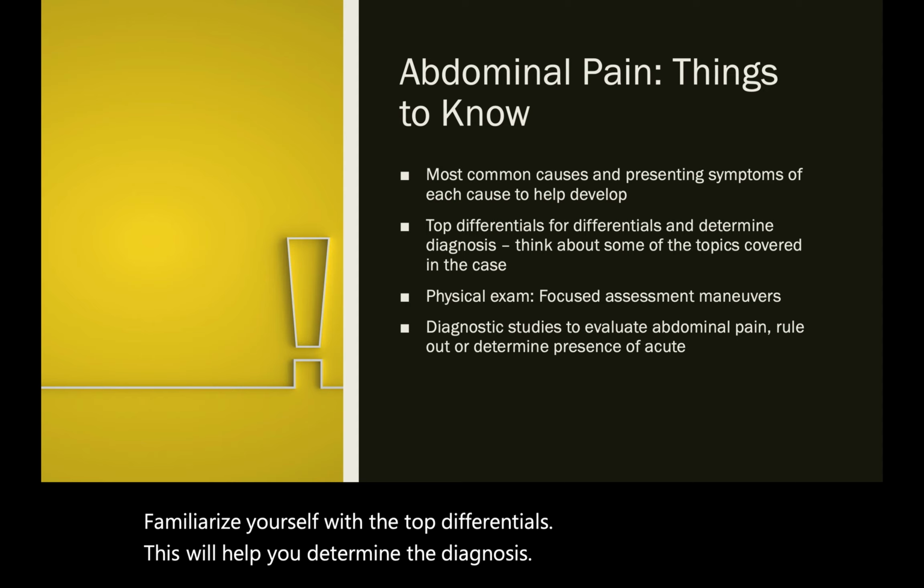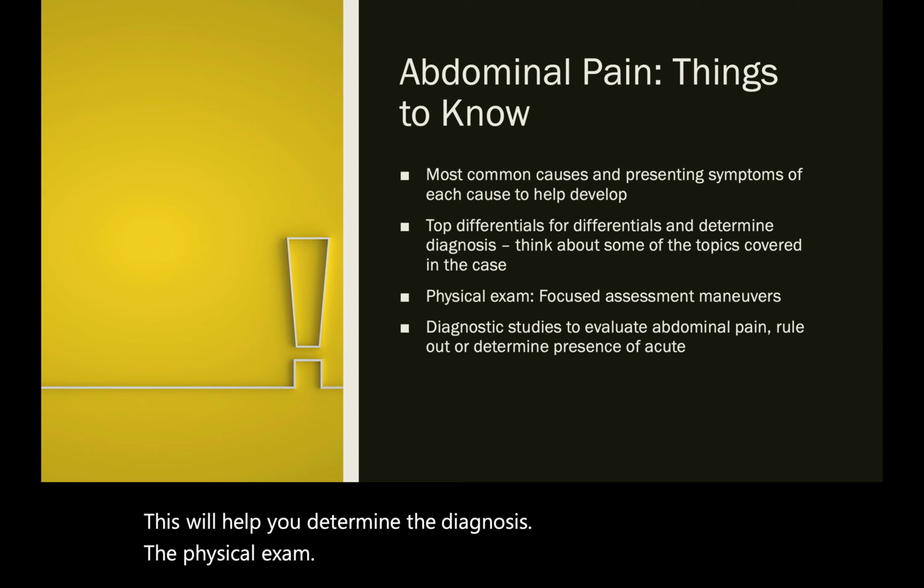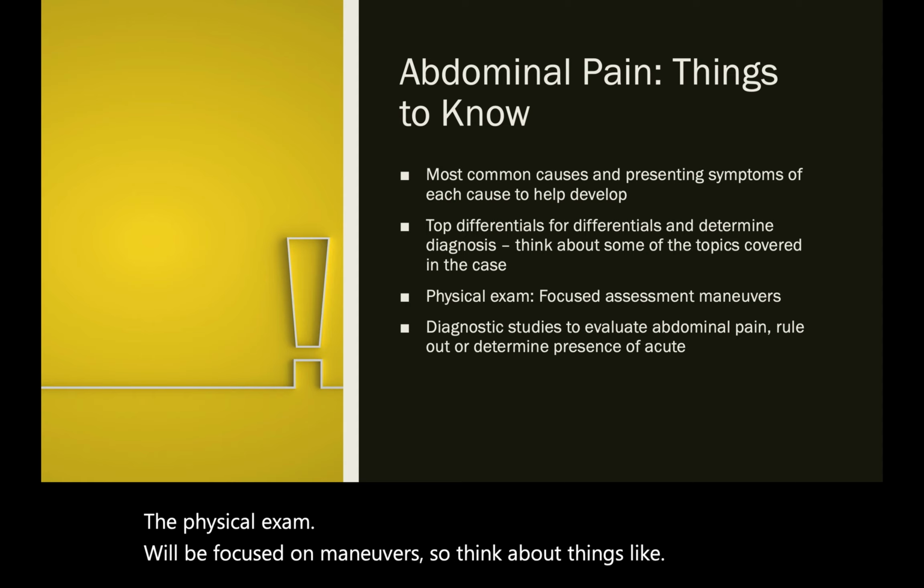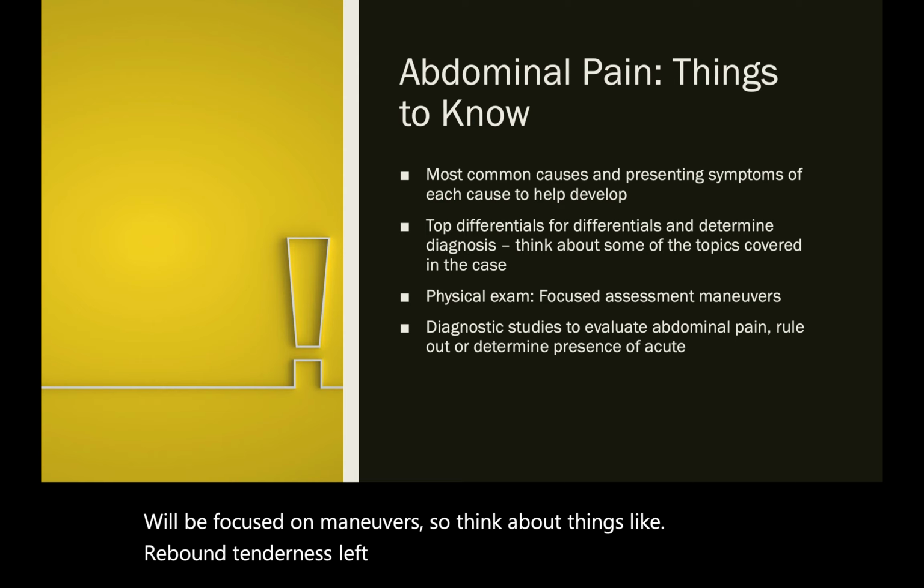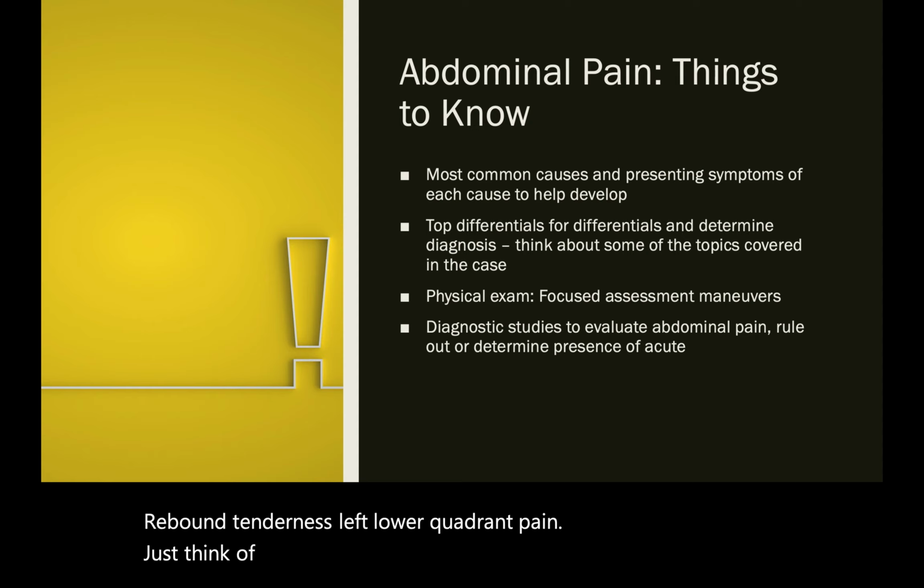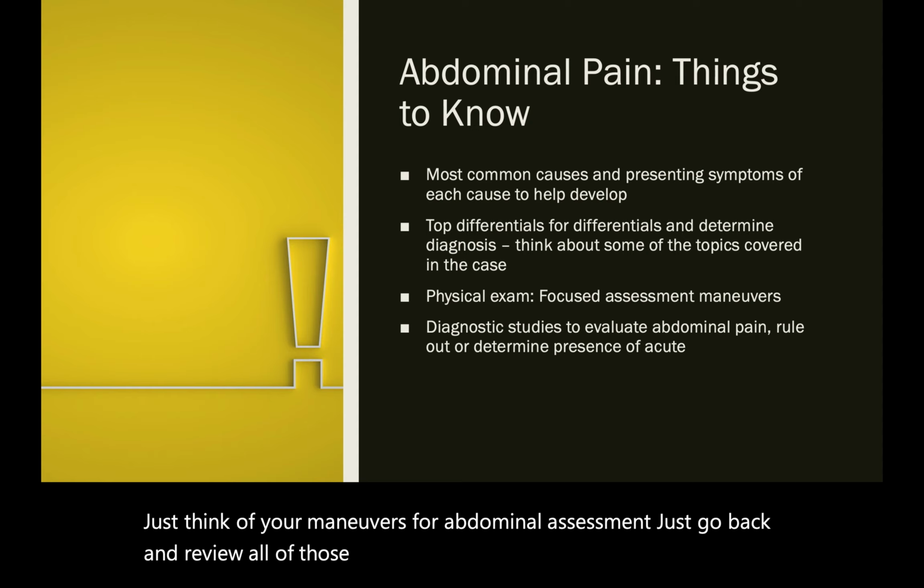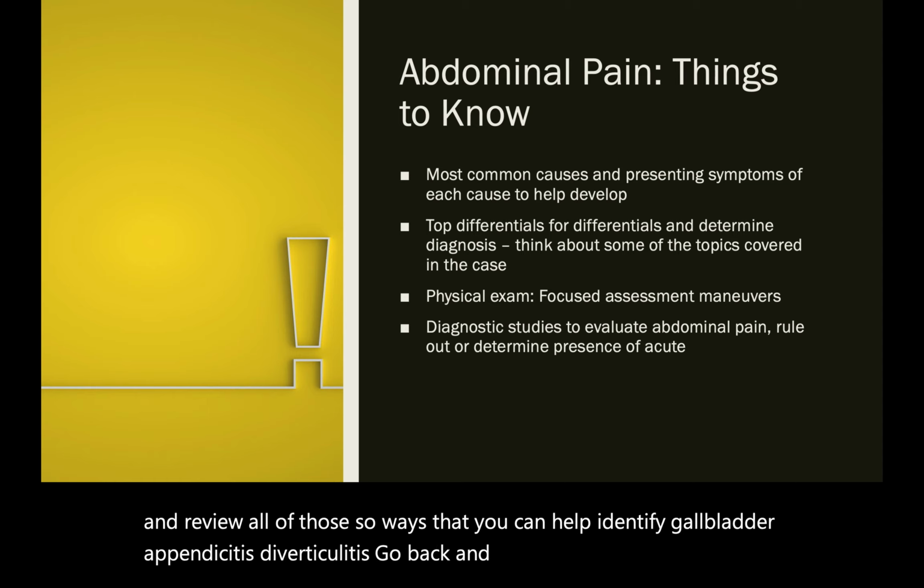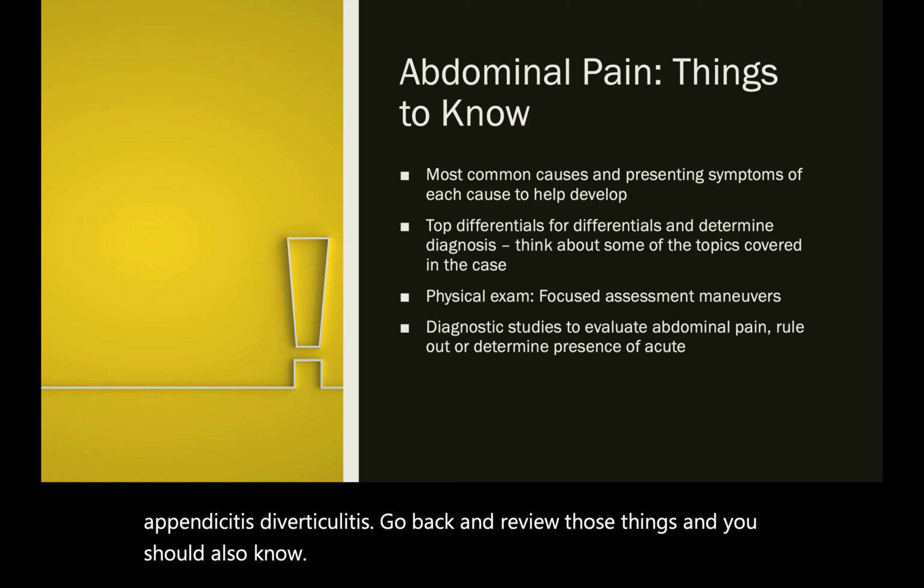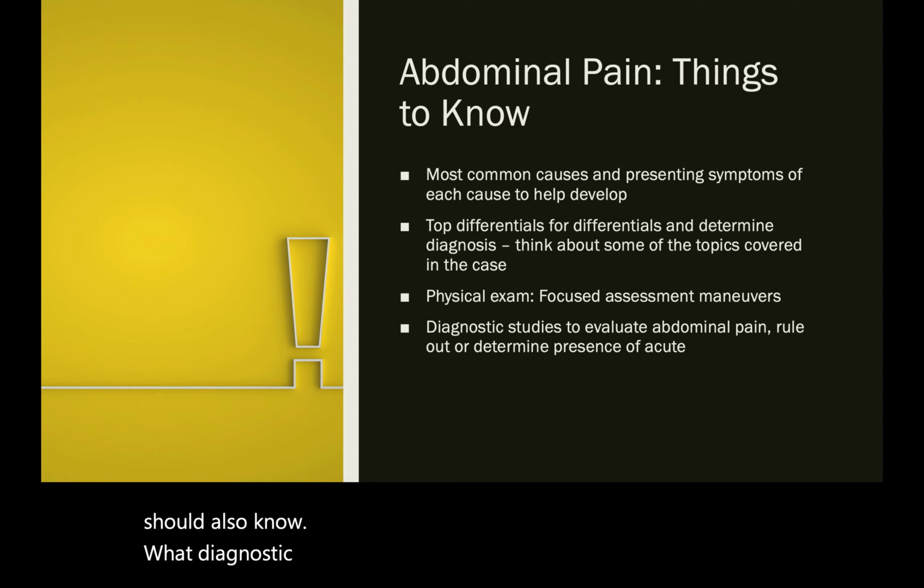The physical exam will be focused on maneuvers. So think about things like rebound tenderness, left lower quadrant pain. Just think of your maneuvers for abdominal assessment. Just go back and review all of those. So ways that you can help identify gallbladder, appendicitis, diverticulitis. Go back and review those things. And you should also know what diagnostic studies to use for different types of abdominal pain.